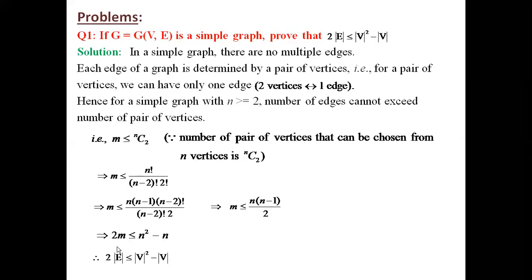The same can be symbolically written as 2 into cardinality of E is less than or equal to cardinality of V square minus cardinality of V. n is nothing but the number of vertices, m denotes the number of edges. So we have proved the result that for a simple graph, 2 into the number of elements in the edge set is less than or equal to the number of elements in the vertex set whole square minus the number of elements in the vertex set. That is, 2m is less than or equal to n square minus n.